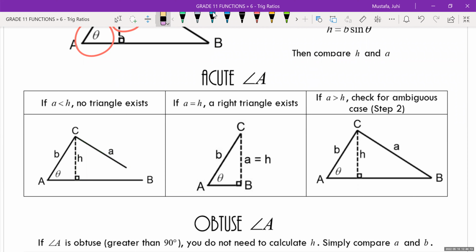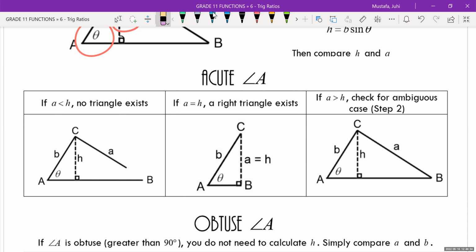Okay, so if you have a situation where your A side length is shorter than your H side length, is that possible? Is it possible for our hypotenuse to be shorter than the other side length? No. So in a situation where the A side length is shorter than the H side length, no triangle exists. You can't calculate anything. You just write down no triangle exists.